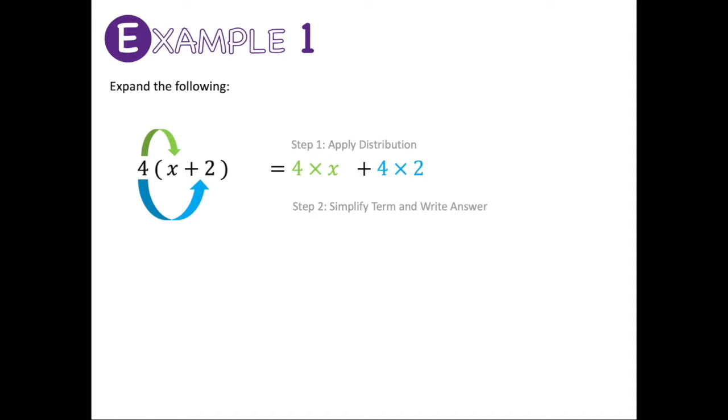Then I go ahead and simplify. 4 times x is 4x. 4 times 2 is 8. So my expanded answer is 4x plus 8.